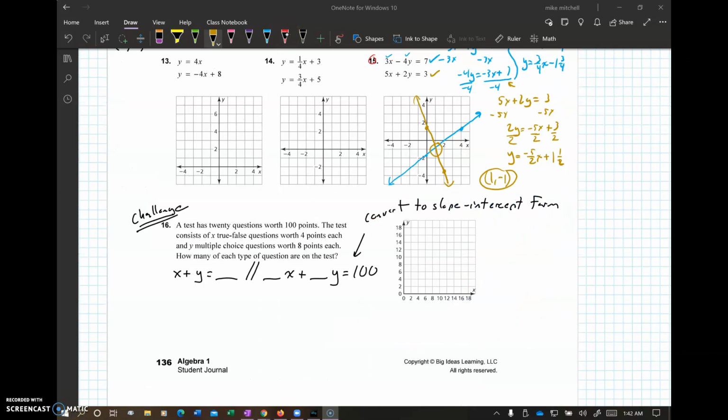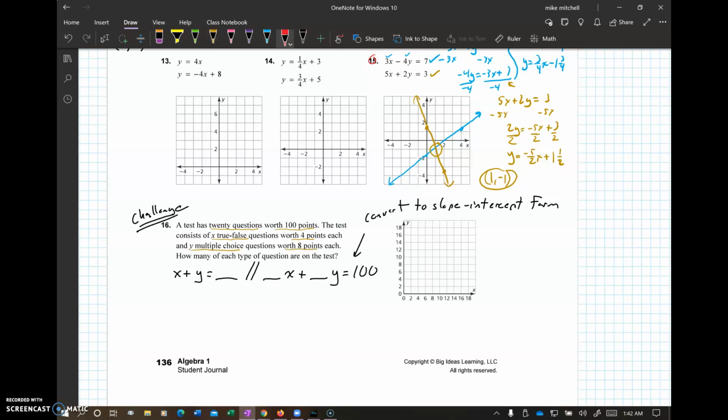Okay, our challenge problem here. The test has 20 questions, and it's worth 100 points. We have X true-false questions. Those are 4 points each. Y multiple choice questions. Those are 8 points each.